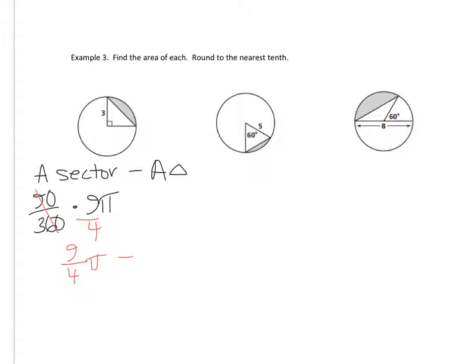The area of the triangle is 1/2 base times height. So 1/2, the base is 3 and the height is 3 because it's where it makes a 90-degree angle. So it's 9/4 pi minus 9/2. Now, because it's rounded to the nearest tenth, you put this in your calculator, and then it's units squared, the nearest tenth, so 1 decimal.